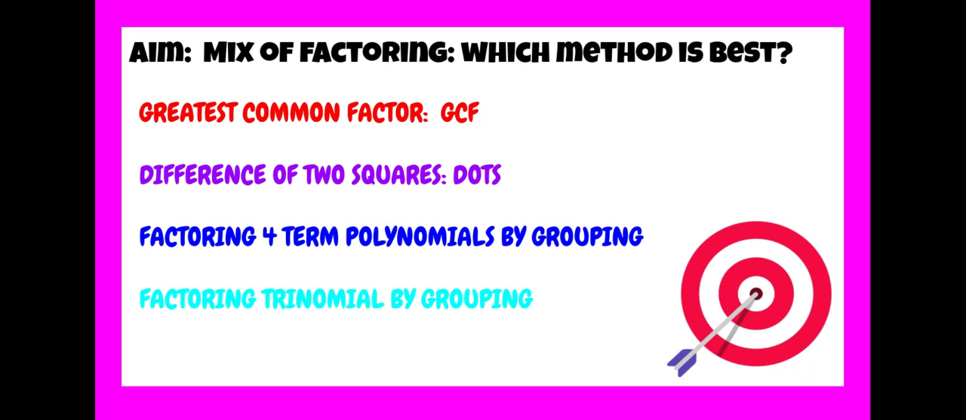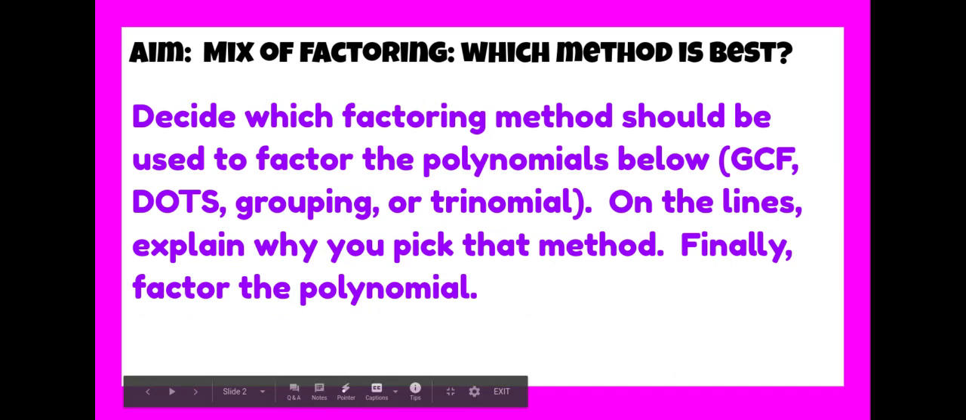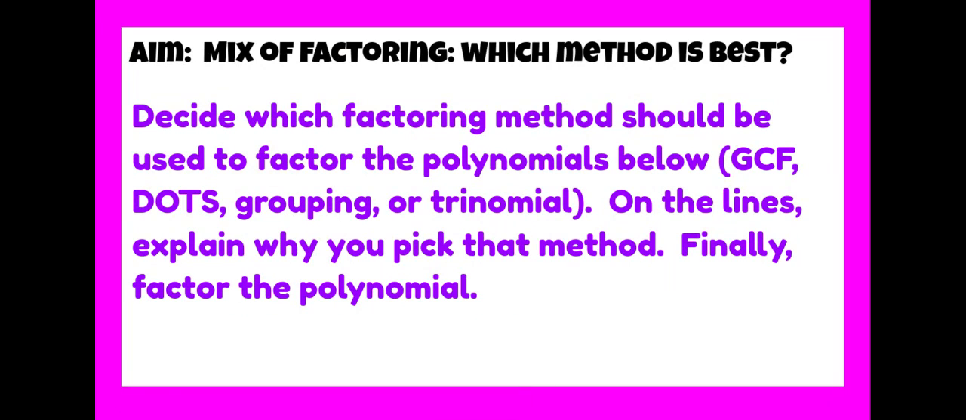We've talked about greatest common factor, which I always refer to as GCF, difference of two squares, which I refer to as DOTS, factoring a four-term polynomial by grouping, and factoring trinomials by grouping, which is a three-term polynomial. So those are the four methods we've looked at so far. Now, what we're going to do today is decide which factoring method should be used, and then we're going to explain why we picked that method, and then you're going to do the factoring for it.